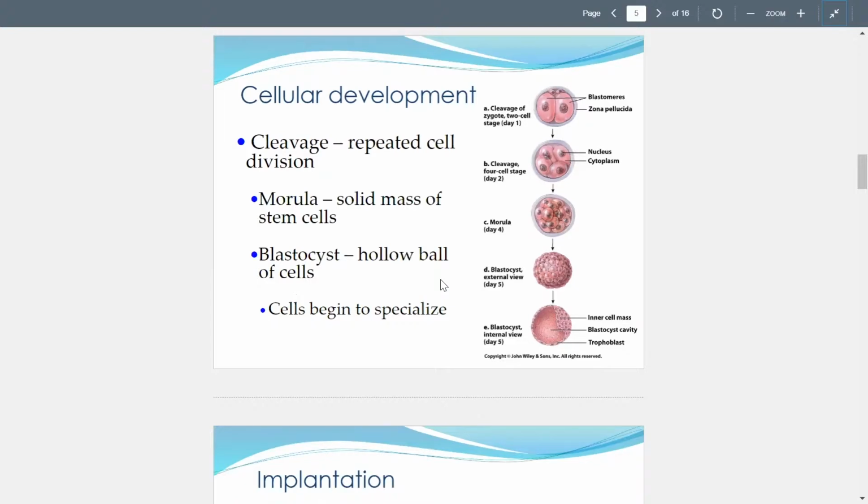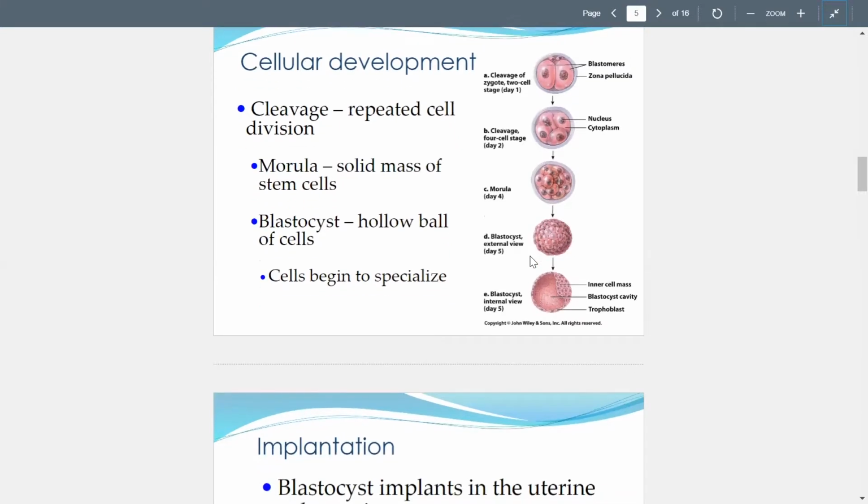So again, once the cleavage, the cell division, is happening, the morula is the solid mass of stem cells, and then the blastocyst is the hollow ball of cells, and then the cells begin to specialize. Here's a cool little chart or picture. I would say the morula and blastocyst are part of cleavage. They're just different stages.